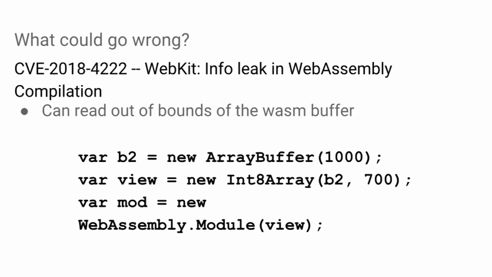So here's another issue that happens once again, just in parsing. This is in WebKit, and this is kind of a silly issue in that it's clearly just a developer error, not any misunderstanding of the specification. So in JavaScript, when you have an array buffer, you can create a typed array buffer around it, and this is basically just a view into that buffer. So for example, the variable view is at offset 700 of this array buffer. So if you accessed sub 0 of that view, you would get sub 700 of the variable b2.